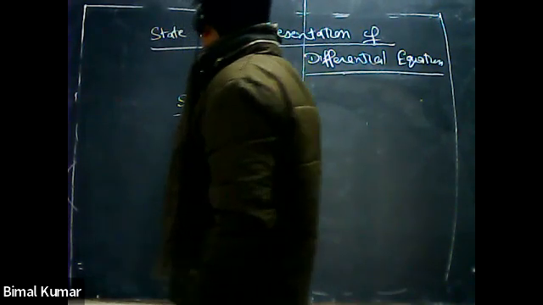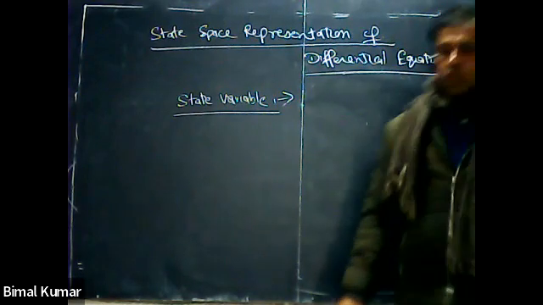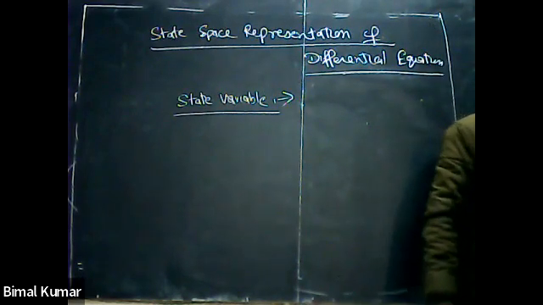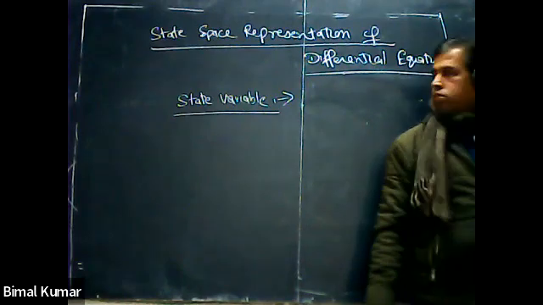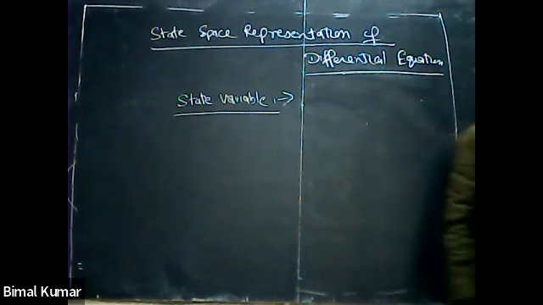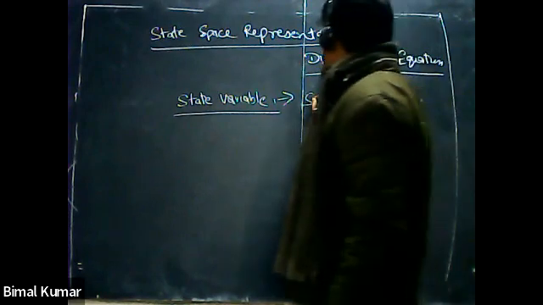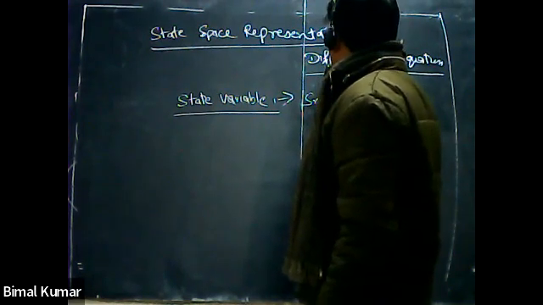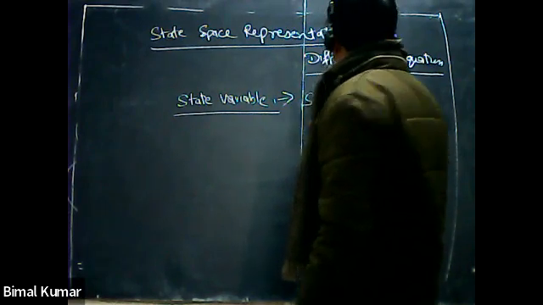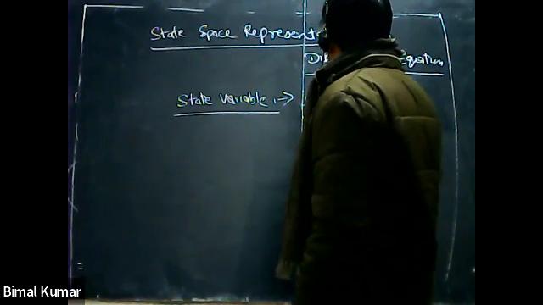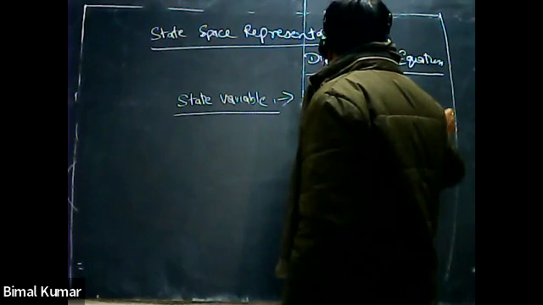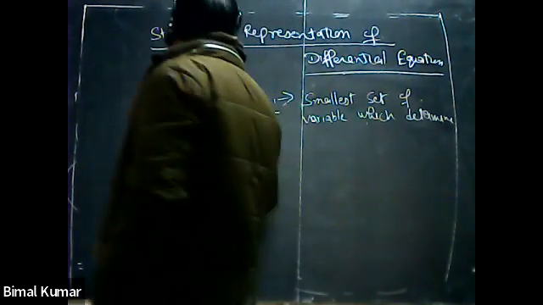State variable is defined as the smallest set of variables which determine the state of a dynamic system. Smallest set of variables which determine the state of the system.